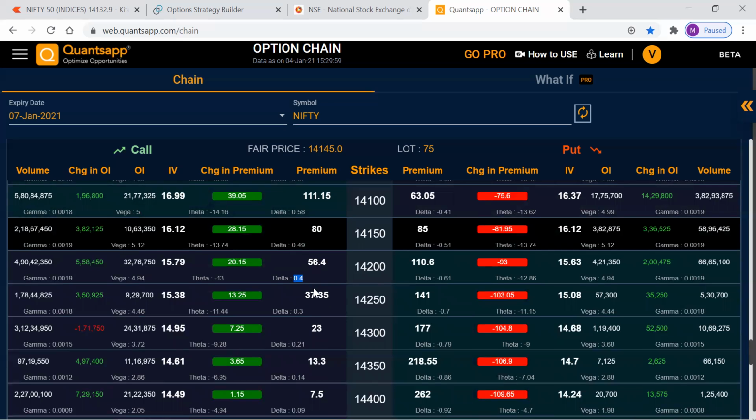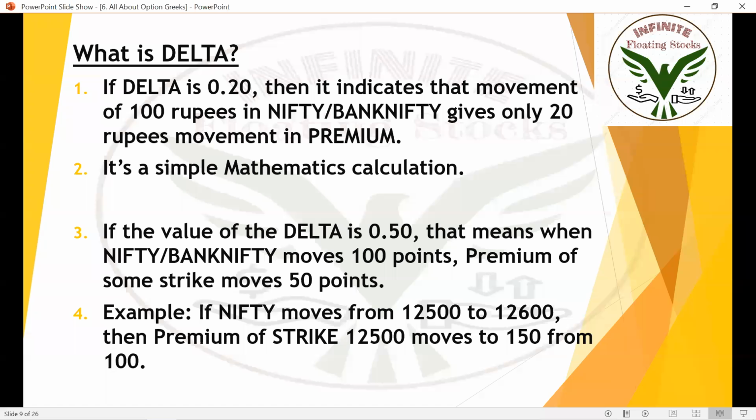I hope you guys are very clear. I'm expecting that you are getting what delta is and how it affects the premium of the chosen strike price. Pretty simple. If Nifty moves 100 points and delta is 0.49, that means the premium will move 49 points. It's that simple. Let's go back to the slides. So this is all about delta, and you need to check the value of all the option Greeks in the QuantSapp web application.